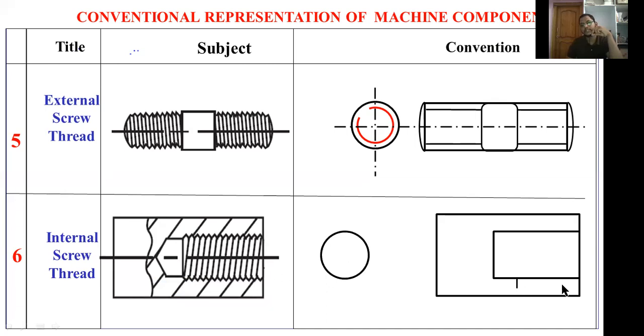For internal threads you have to represent threads like this. These horizontal lines represent the threads, the depth of the threads. Here also this line represents the depth of the threads. Now I am showing these sharp corners. These are the grooves. This one is a groove. At the time of boring or drilling, it may be visible.